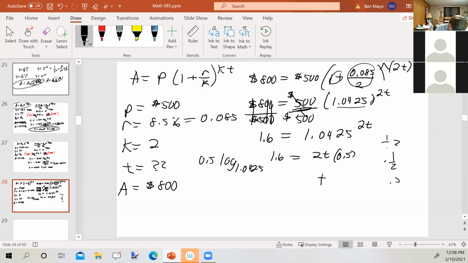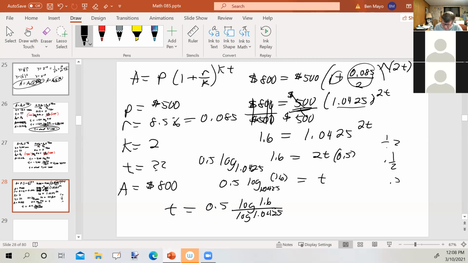So that gives me t equals 0.5 times the log base 1.0425 of 1.6. Why did I do all that? Just to make it nicer by having that coefficient of 0.5 out in front. Now when I go in and write it using the change of base, it's just nicer to work with than if I had that whole thing divided by 2.